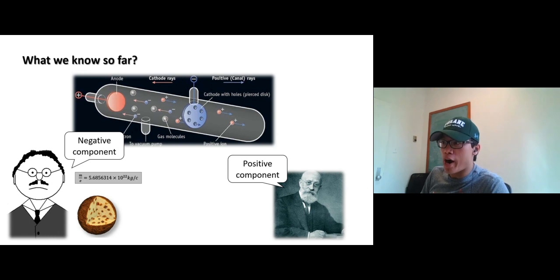All right, what we know so far: using a discharge tube to break atoms apart, the negative charge goes toward the cathode and the positive charge goes toward the anode, right? J.J. Thomson discovered the negative component in an atom, calculated the mass per charge ratio of the electron, and called it a corpuscle. Eugen Goldstein discovered a positively charged particle in an atom. That's all we know, and right now it's just the plum pudding model.